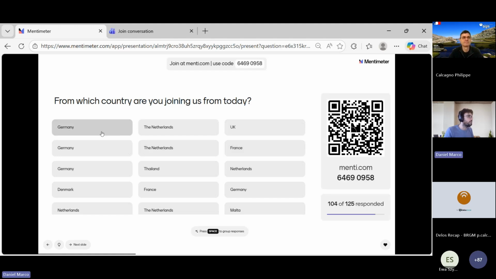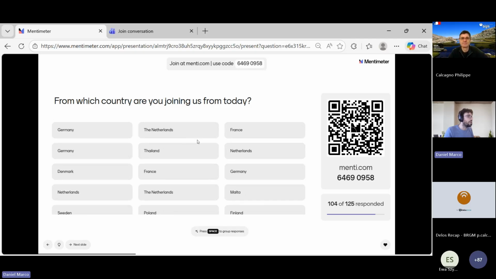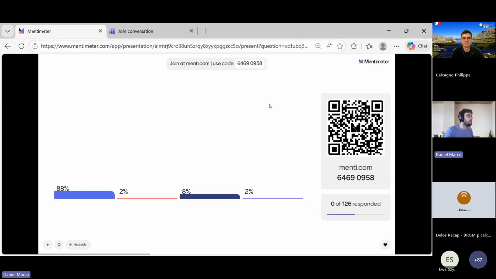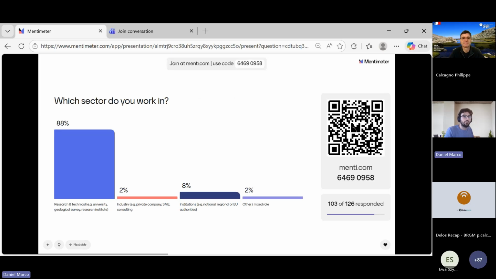And we have a strong participation from Germany, France, from the Netherlands. So yeah, participants from many different countries today. Now let's look at your professional background. We still see that the research and technical sector is dominant, with 88% of the participants coming from this sector. Along with that, we have 2% coming from industry sector, 8% from institutions, and 2% from other sector.